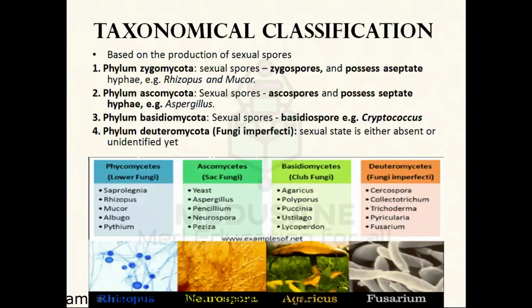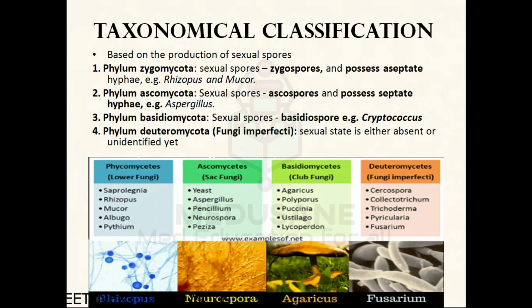Coming to the taxonomical classification, based upon the sexual spores, the first one is Zygomycota, whose sexual spores are called zygospores, and it possesses aseptate hyphae. Examples are Rhizopus and Mucor. Coming to the phylum Ascomycota, the sexual spores are called ascospores, and it possesses septate hyphae. Example for this is Aspergillus.